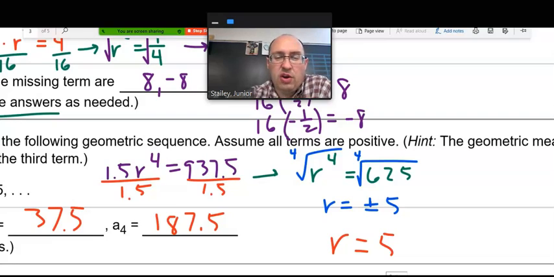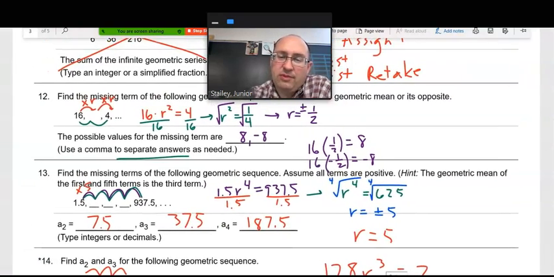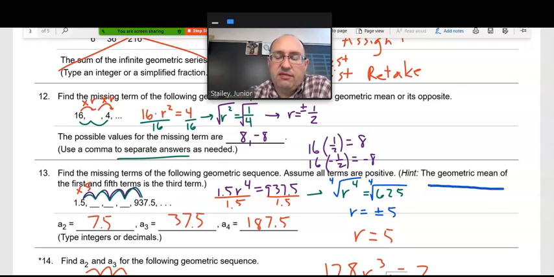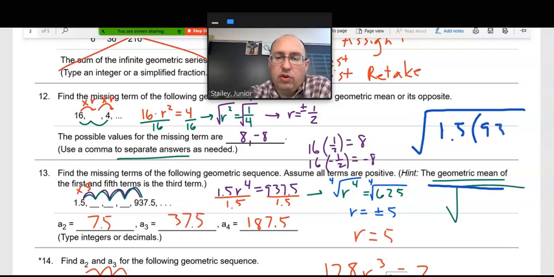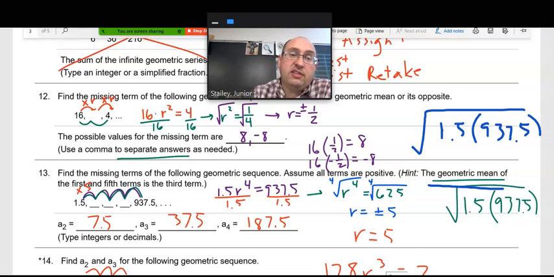Now, how do I know it's only positive 5? Well, they did give me a hint. They said find the geometric mean. The geometric mean is found by taking the square root of the product of the two numbers that you're given, which in this case would be a positive number for sure. We're not going to try to trick you with negative multipliers on that one. I mean, Math Excel is definitely going to want a negative and a positive on the last one, but not for this one.